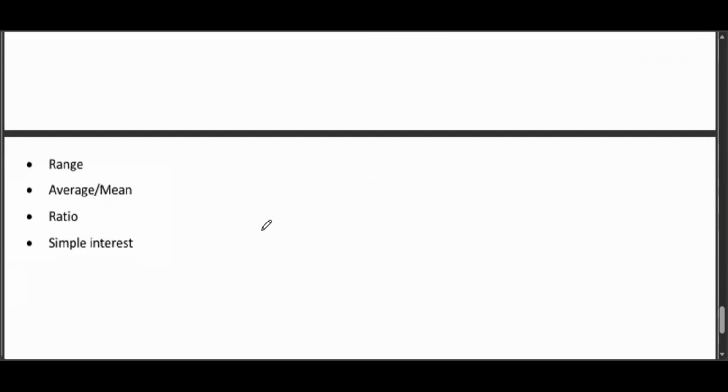Range, average, mean, ratio, simple interest. Range, we shall always get. Range will always be the highest value minus the lowest value. Mean: add all the values and you divide by the number of values that you've added.